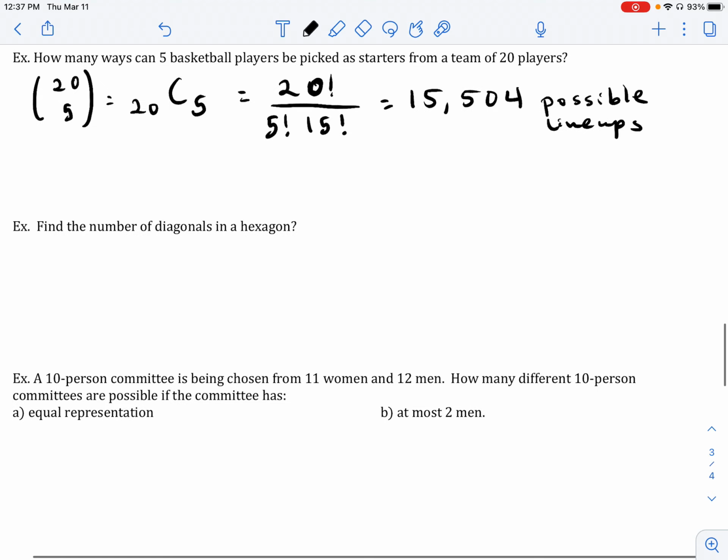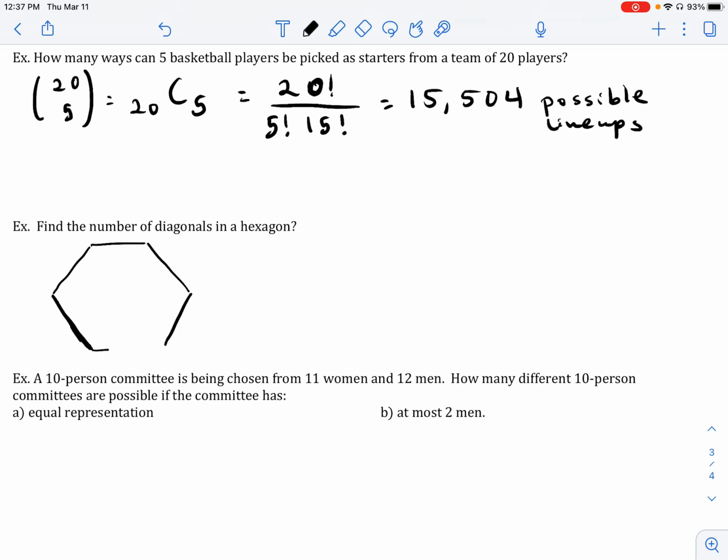Now, in this problem, we're going to find the number of diagonals in a hexagon. At first glance, we might be thinking, wait, how is this a combination problem? And maybe let's think about a way of rephrasing this. So first off, let me quickly sketch a hexagon. It's not going to be a fantastic hexagon. I'm going to apologize in advance for my shoddy hexagon here. And let's say we just have something like this. Not great, but you get the idea.